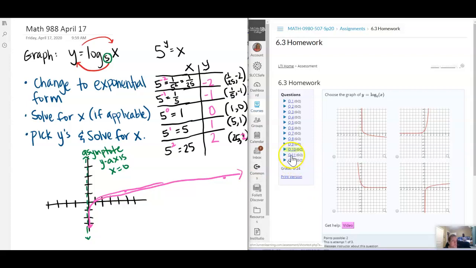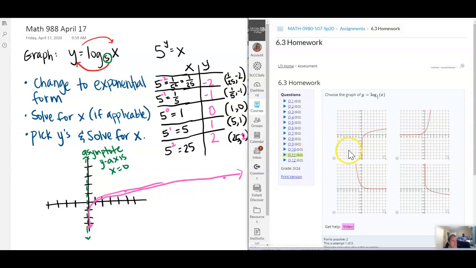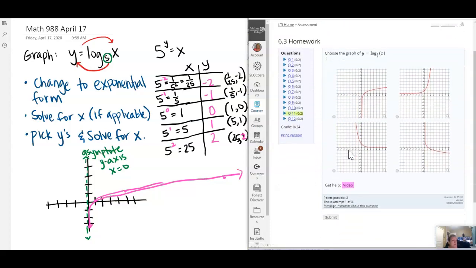Okay, I want to look at number 11 now too, but this time I'm actually not going to work it all out. I want you to use some logic to think through what might be happening with this. So this time our log is a fraction. It's not a whole number, right? So it's a number between 0 and 1.